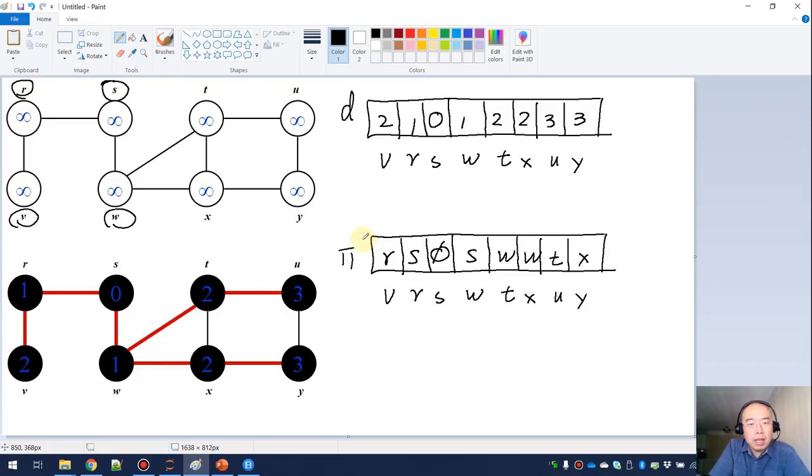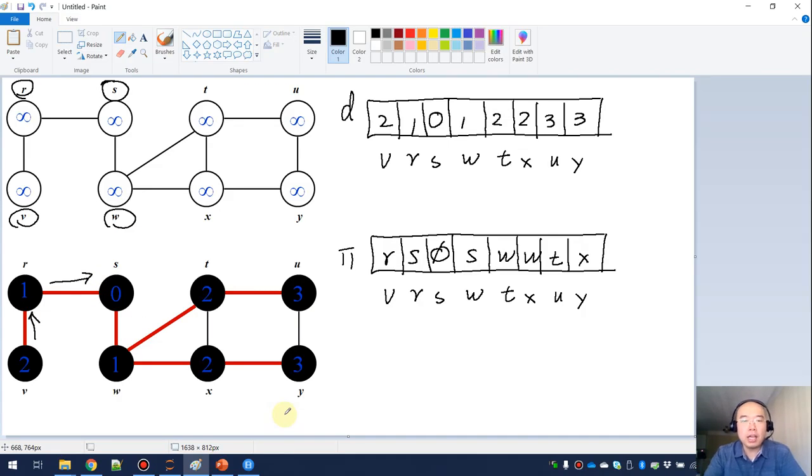Okay, and how about the pi? So for pi of S it will be nil, since S itself is the root, right? And then R's parent is S, so pi of R is S, meaning R has S as the parent. And then how about V? So pi of V will be R, because if you see here, V's parent will be R and R's parent should be S. So this is the final status of D and pi.